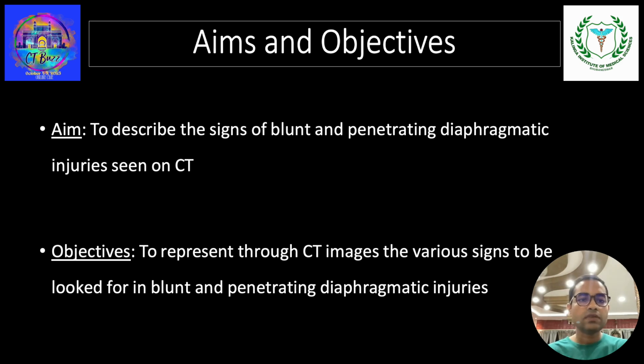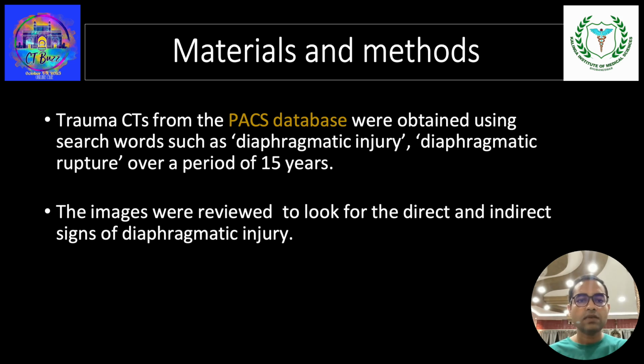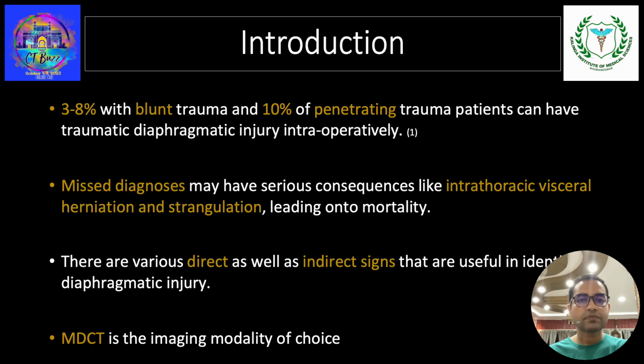Aims and objectives. Aim: to describe the CT signs of blunt and penetrating diaphragmatic injuries seen on CT. Objectives: to represent through CT images the various signs to be looked for in blunt and penetrating diaphragmatic injuries. Materials and methods. Trauma CTs from the PACS database were obtained using search words such as diaphragmatic injury, diaphragmatic rupture over a period of 15 years. The images were reviewed to look for the direct and indirect signs of diaphragmatic injury.